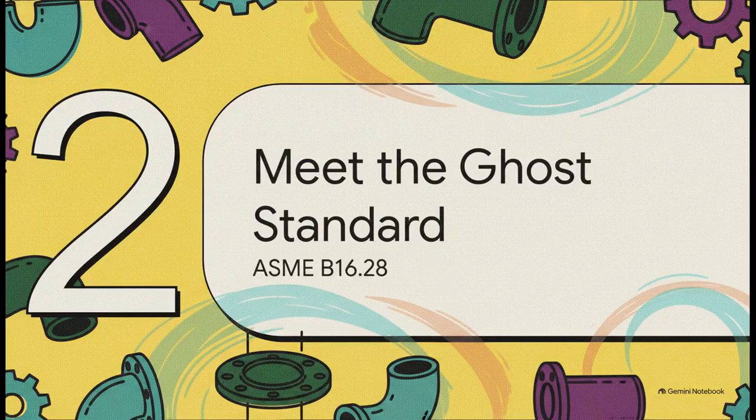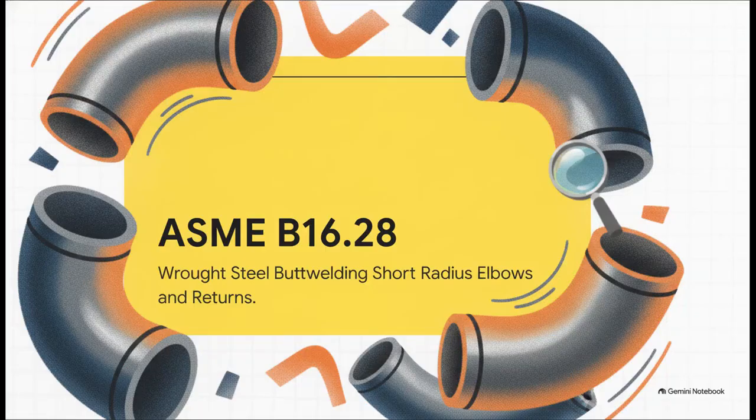Section 2. Meet the GHOST standard. So how do we solve this? Well, we need to introduce the hero of our tight space problem. What actually is ASME B16.28? Simply put, it's the exact standard for wrought steel butt welding short radius elbows and returns. It strictly dictates the ratings, the overall dimensions, the testing, and the exact tolerances for these heavy-duty steel butt weld components. And let me clarify real quick, it is definitely not B16.29. That standard is strictly for wrought copper drainage fittings. Today, we're living exclusively in the heavy-duty steel world.